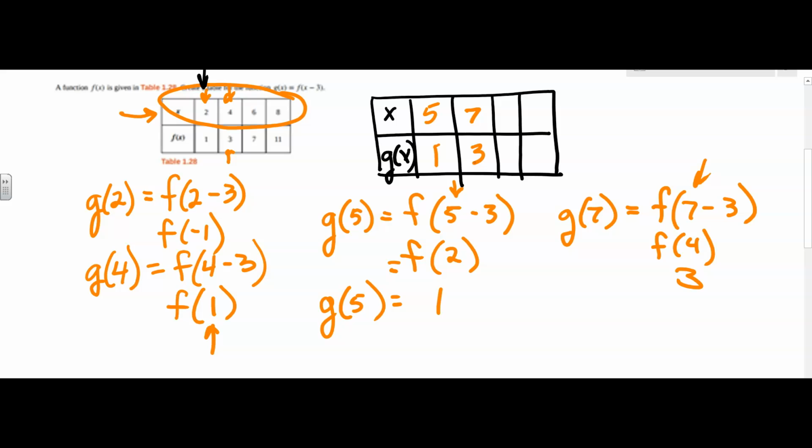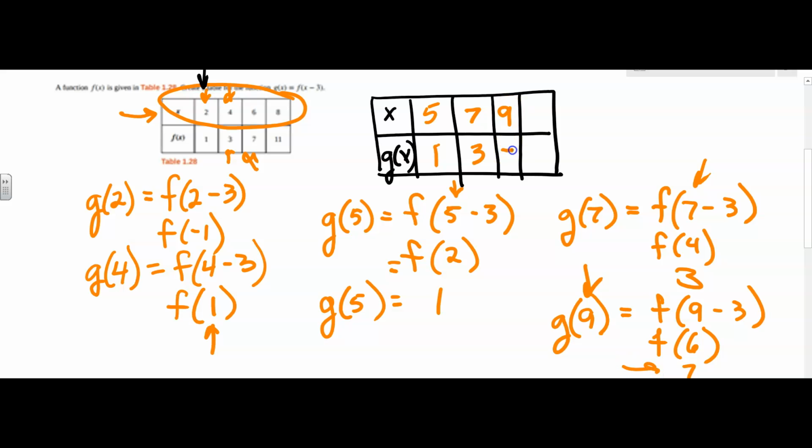So what do you think you're going to put in to get f of 6 in parentheses? Remember, you're going to be subtracting 3 from whatever number you put in, and you want a 6. So it's going to be g of 9. That's going to give you f of 9 minus 3, which is f of 6. And we know f of 6, that's 7. So do you see the input here is 9? The output is 7. So 9, 7.